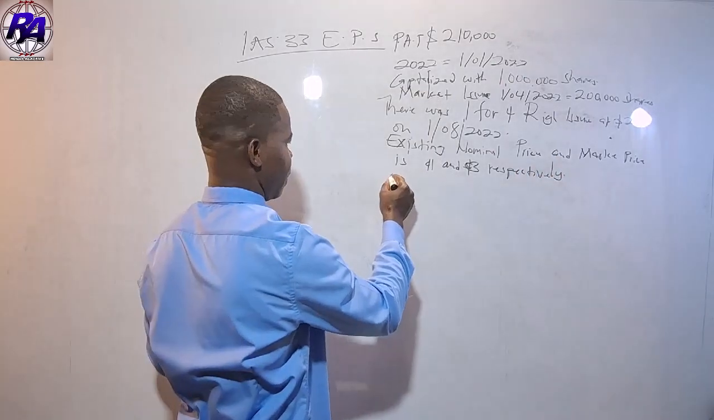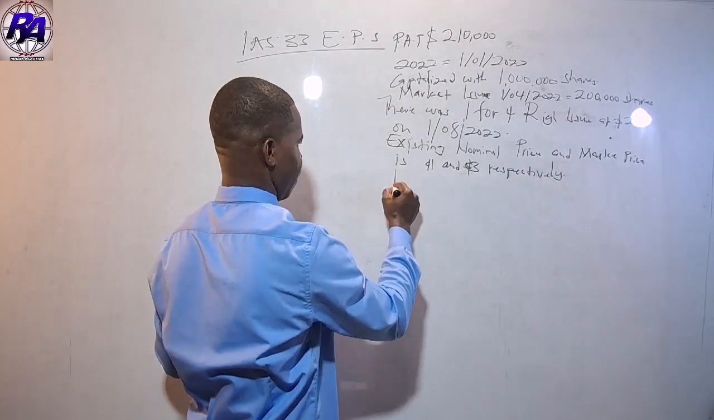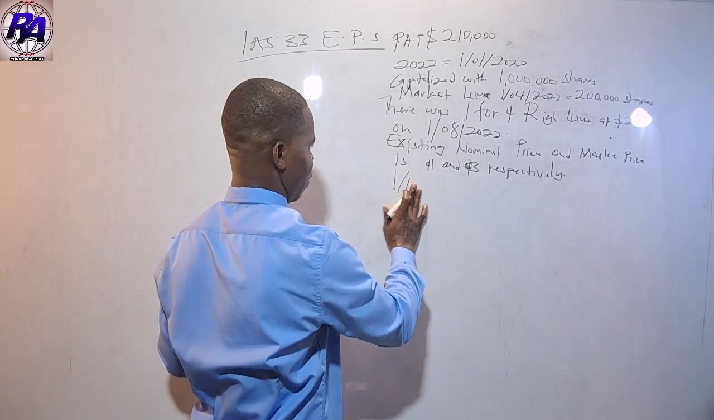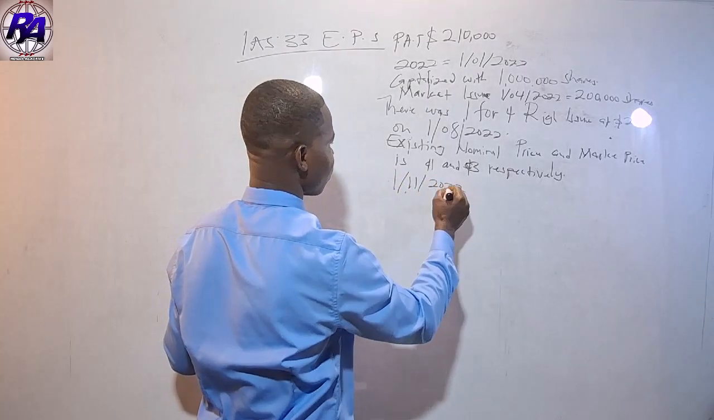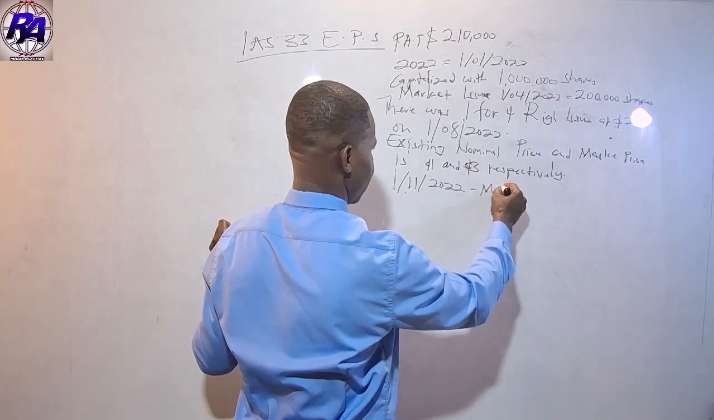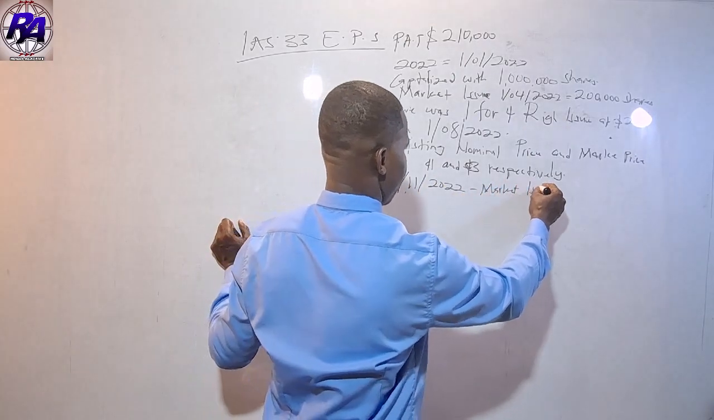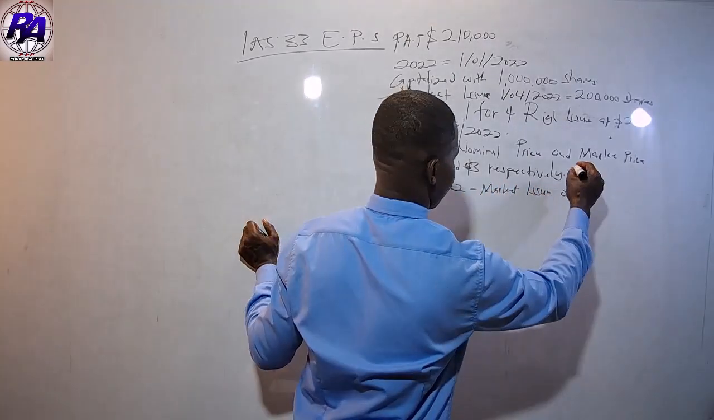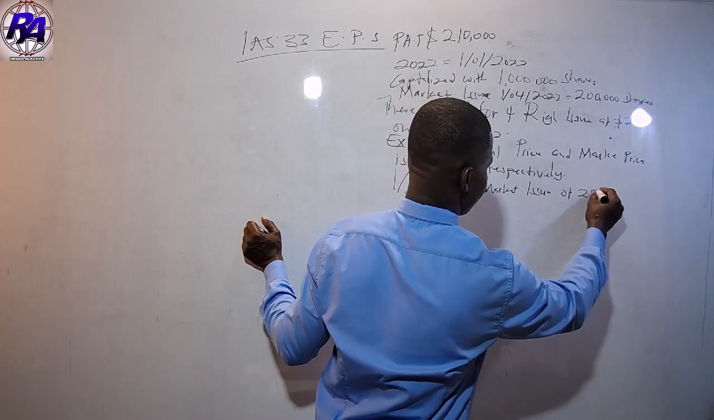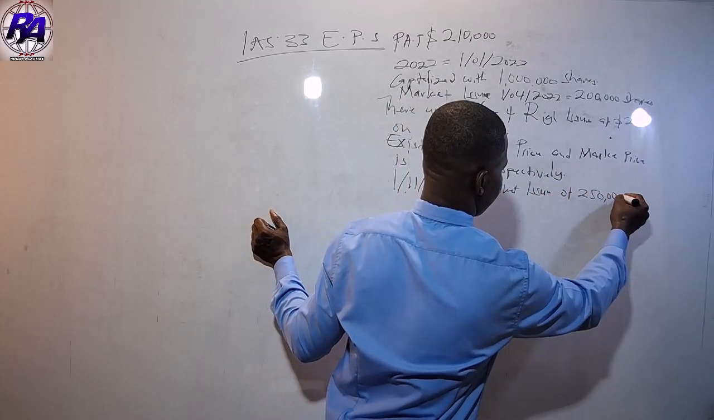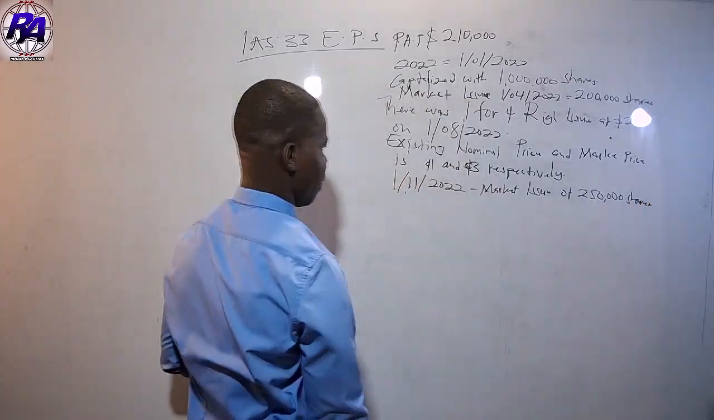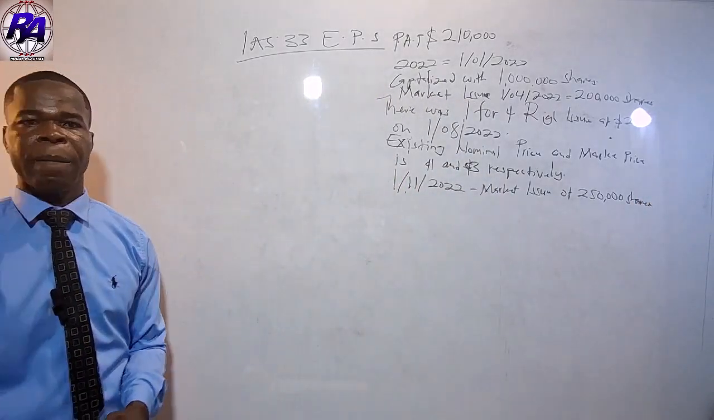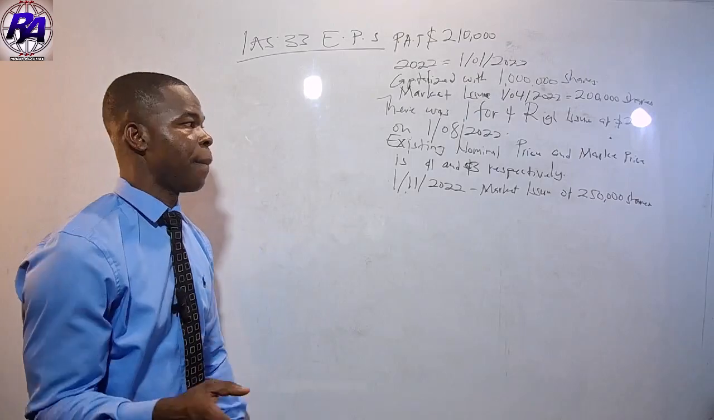Then we are looking at 1st of November 2022. There was again a market issue of, let's say, 250,000 shares. Now the question is, what is our basic earnings per share?